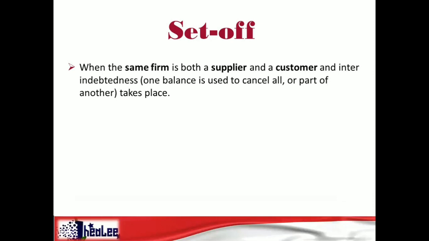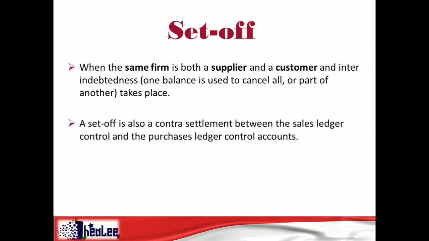And the final thing is set off. Do remember, the set off is where you have the same firm. This firm may be a supplier and a customer, and therefore inter-indebtedness takes place. One balance is used to cancel all or part of another that is owing. Remember, it is a reduction in the account. So therefore, for the sales ledger, you're going to credit, and for the purchases, you're going to debit. It's a contra entry. Remember, it is a contra entry, basically a contra settlement between the sales ledger and the purchases ledger control account. So this entry must be reflected in your sales ledger as well as your purchases ledger control account. Okay, when you're given two figures, you set off the smaller value. So that is a tip right there.